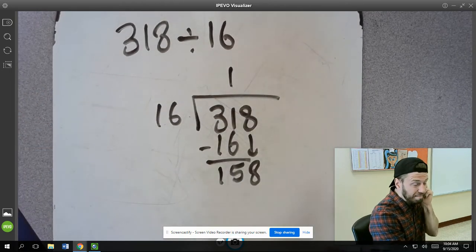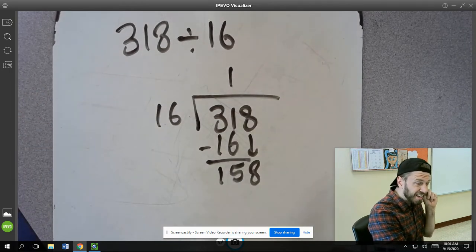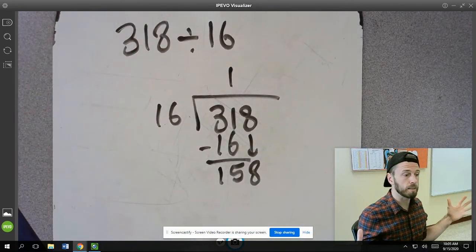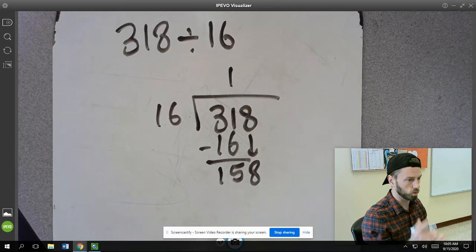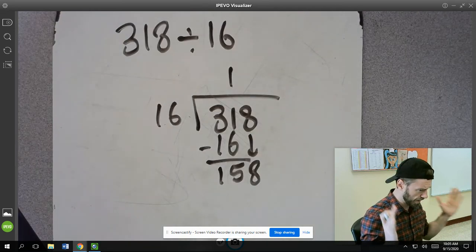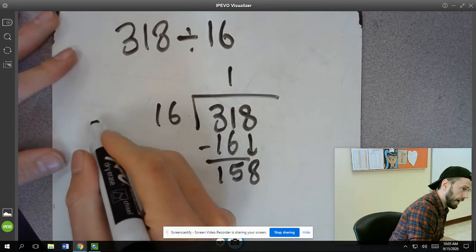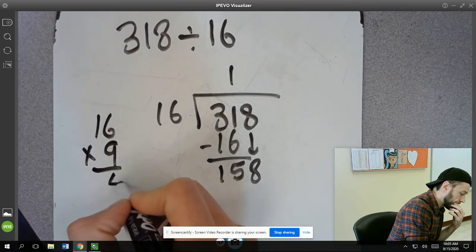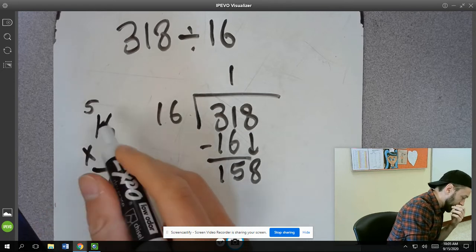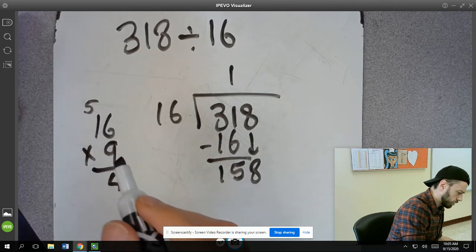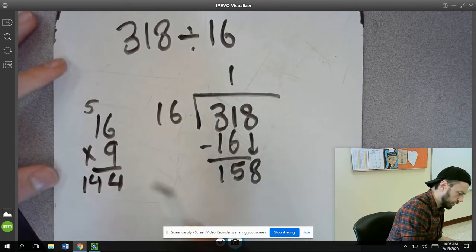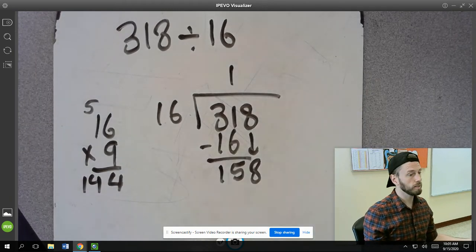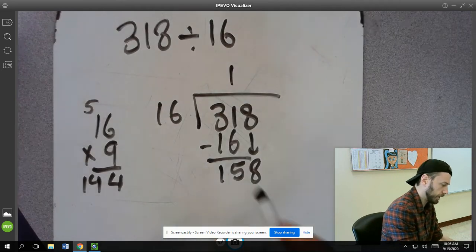I'm going to guess 8 times. Let's try 9. Let's see, because 9 is the maximum number of times it can fit in, right? Because it can only be 1 digit big. So 9 is the maximum. So let's try it. Off to the side, I got to do 16 times 9 real quick. 54, 9 plus 5 is 14, that's 144. There it is. It fits in 9 times. But since it can't go in 10 times, that must be the answer.